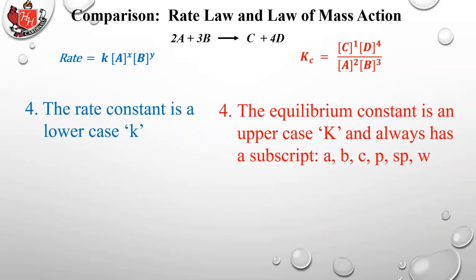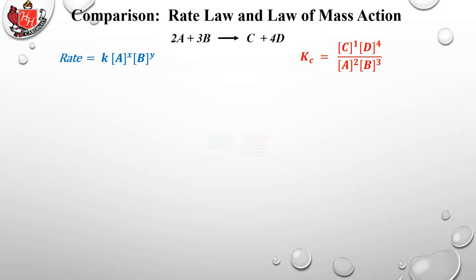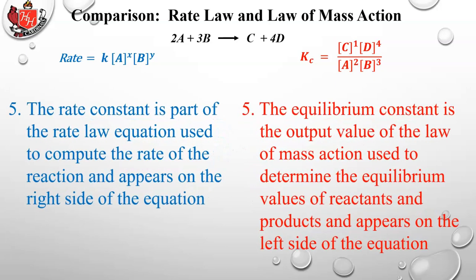Number 4, the rate constant is a lowercase k. In the equilibrium equation, the equilibrium constant is an uppercase K and always has a subscript: c, p, sp, w, and you'll learn what all those are at a later time. Number 5, the rate constant is part of the rate law equation used to compute the rate of the reaction and appears on the right side of the equation. For the equilibrium equation, the equilibrium constant is the output value of the law of mass action used to determine the equilibrium values of reactants and products, and appears on the left side of the equation.